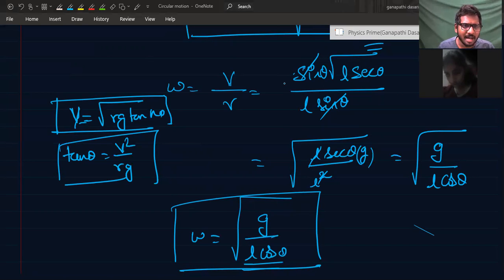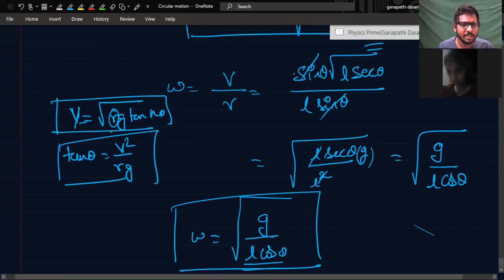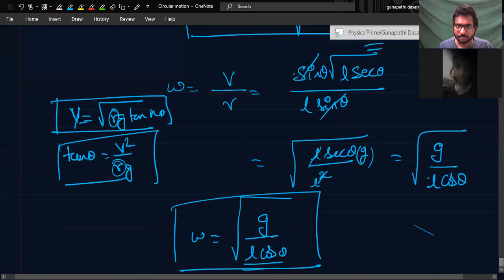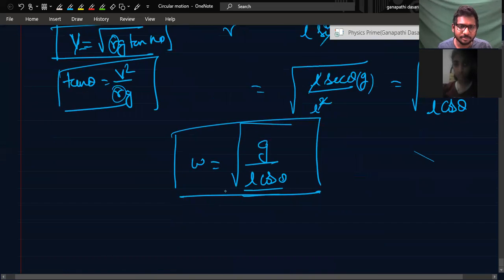V is equal to root over R G tan theta if R is given as information. Tan theta is equal to V square by R G if R is given as information. If R is not given, in terms of L, you need to find velocity, which is equal to root over L G sin theta into root over secant theta. If omega is asked, it is root over G by L cos theta. Got it?